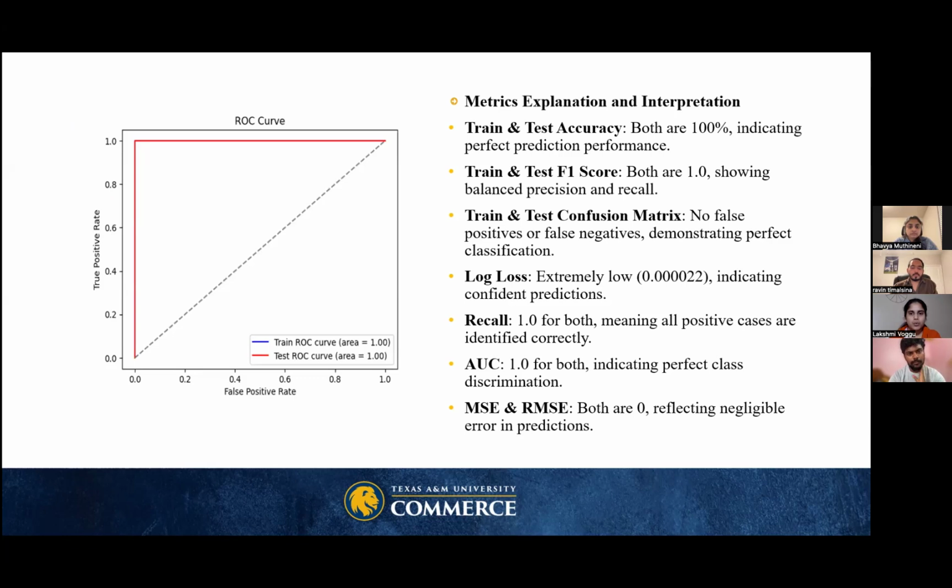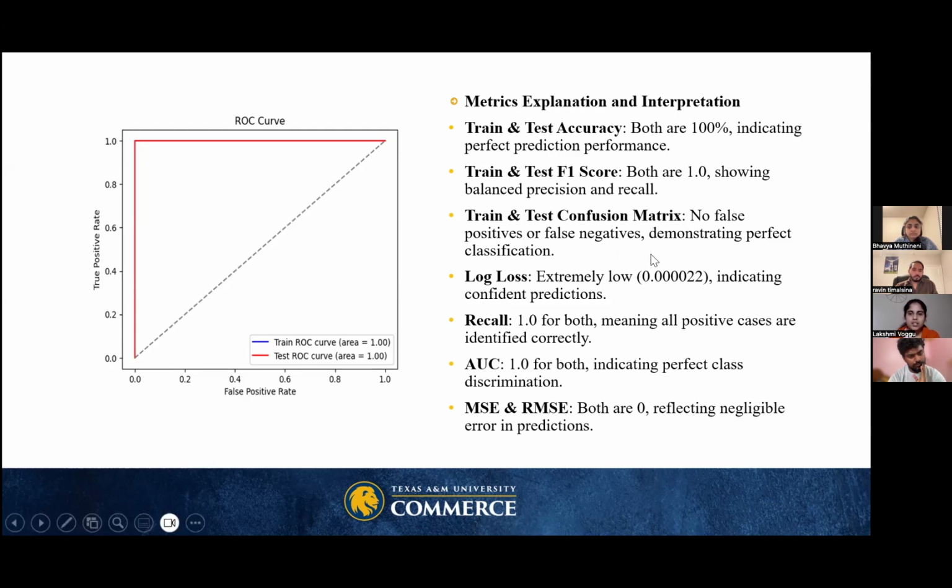And this is the ROC curve. In this, the train and test accuracy are both 100%, indicating perfect prediction performance. And for training and testing F1 score, both show 1.0, that is 100%, showing balanced precision and recall.